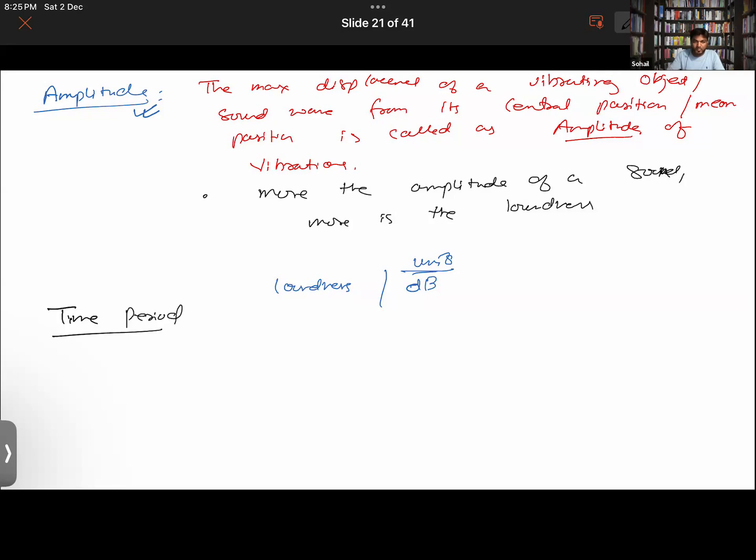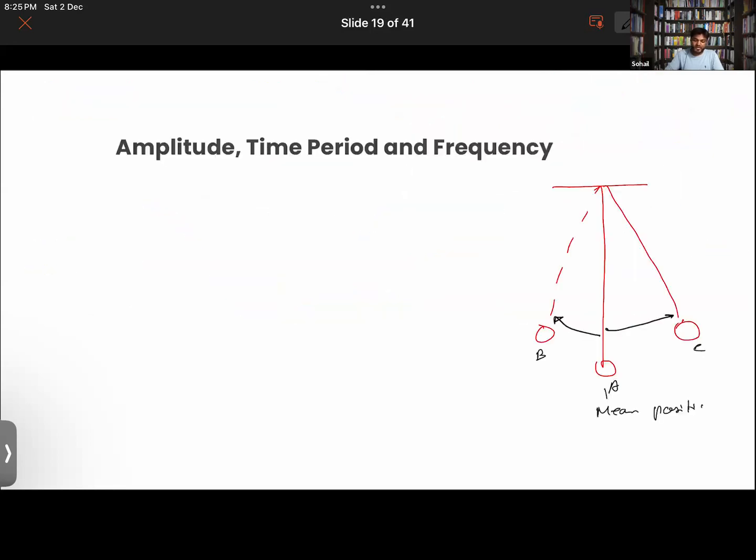Time taken to complete one oscillation. One oscillation. Very good. So if you were to study this in regard of a pendulum, pendulum के terms में अगर हम बात करते हैं time period की, so there it basically means that the time taken by this bob to move from position A to B, then B to C, and then back from C to A. So it's expressed in seconds. Exactly. It is expressed in second.